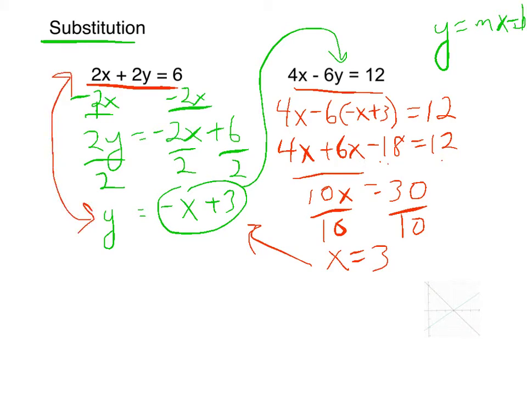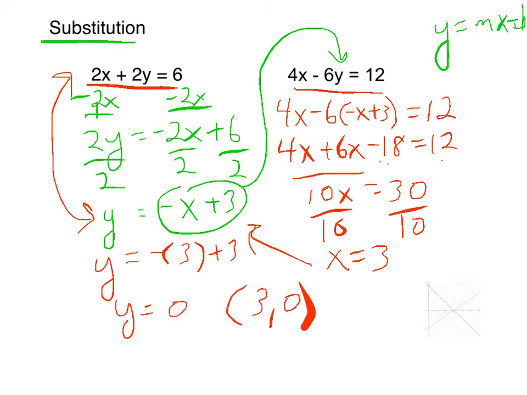We just solved for y. So this is probably the easiest one to use. So I have negative x plus 3. What's x? x is 3. Negative 3 plus 3 is 0, and there is our same answer. (3, 0) is the intersection point.